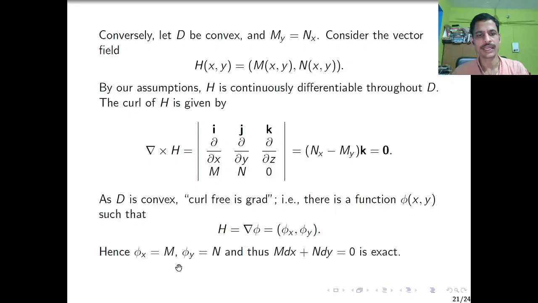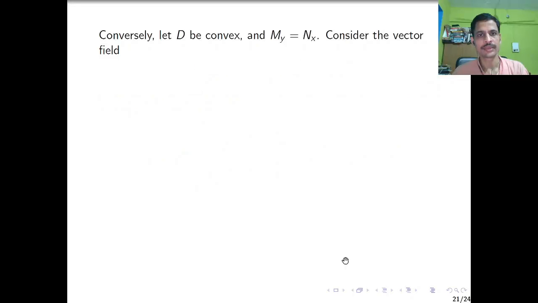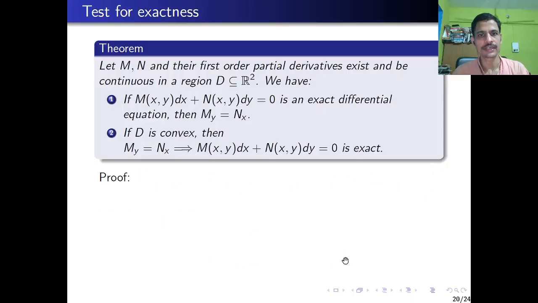So we have found a function u, namely phi itself, whose partial derivative with respect to x is m and partial derivative with respect to y is n. So we conclude that our ordinary differential equation is exact. So we have proved the given theorem, and now this theorem can be used to determine whether the given differential equation is exact. Now we have learned all the steps.